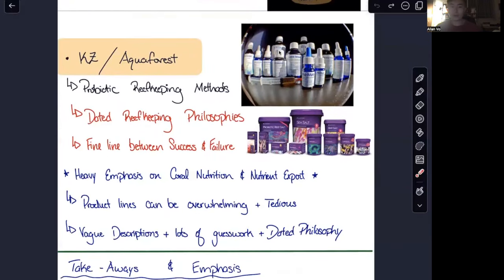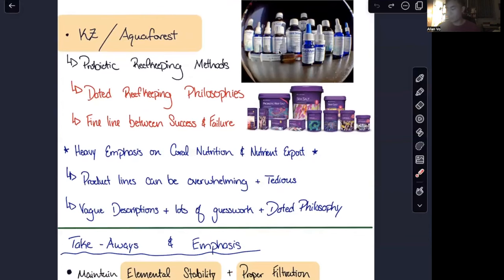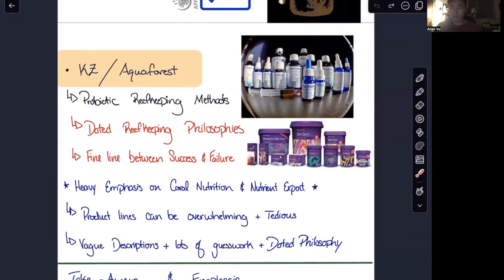And another approach right here are the Korallen-Zucht and Aquaforest methods. These methods are really big proponents of using bacteria, just probiotic dosage of bacteria and maintenance. So it's a probiotic reef keeping method. The philosophies for these methods, in my opinion, are quite dated. That's because Zeovit really pushed for a pastel, almost bleached look. And I feel like the trend in the hobby has shifted away from that really pale, thin looking pastel coloration. And people really want that rich, vibrant color.